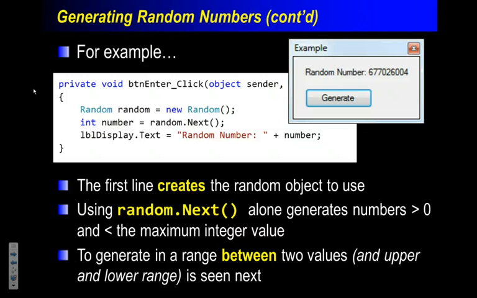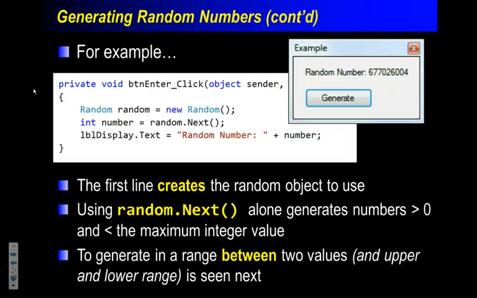So Random random equals new Random. And then I generate a number by saying lowercase random dot Next. And what Next does is it says, give me the next random number you want to generate, computer. And then I output it, and there it is. So it was 677026004. That's a random number. And if I click that button, it would generate a different random number. Okay? So it will generate a random number between 0 and as large as an integer can make, which is like 3 billion. So that's the random number it came up with.